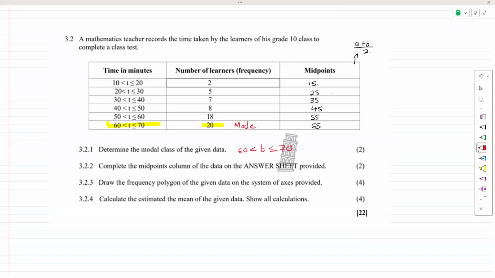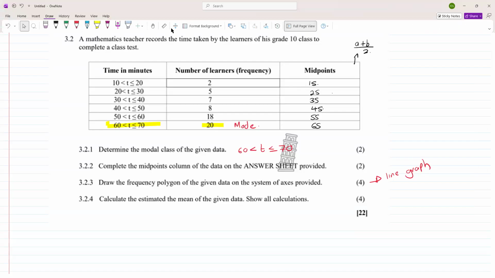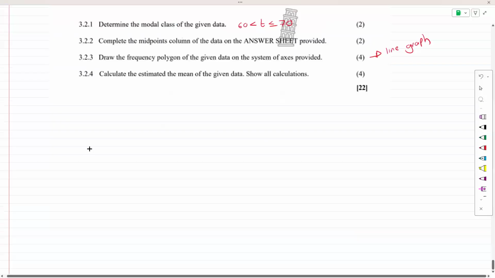Okay, that one is quite simple. And draw a frequency polygon. Now, guys, a frequency polygon is just a line graph. There's a lot of marks. I will struggle a bit just to draw this, but that's only because I'm not using a ruler.